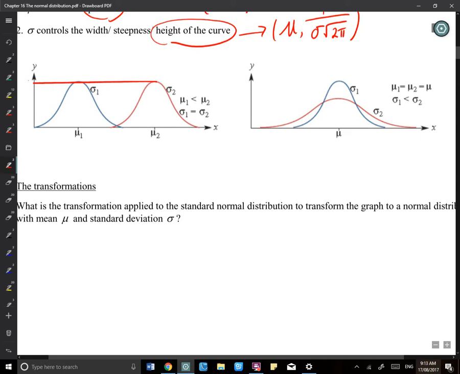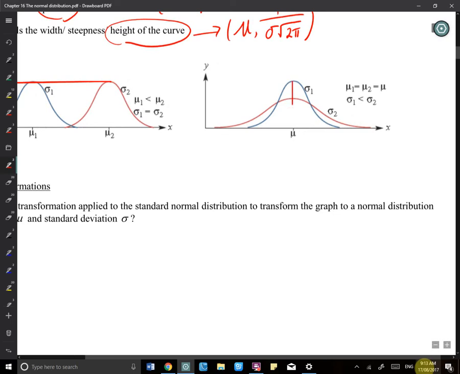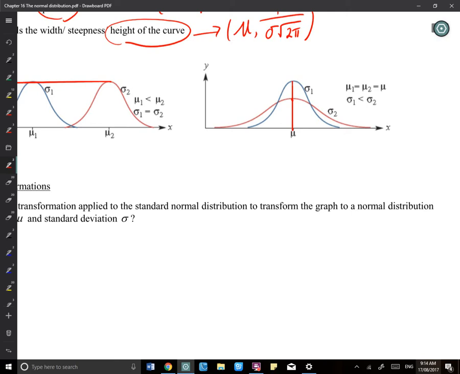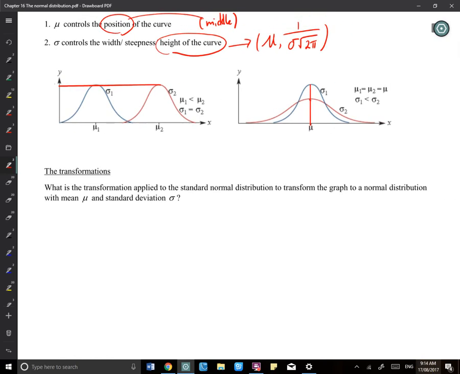They have the same height, so sigma is the same. And for this one, mu are the same, but sigma 2 is lower. Sigma 2 is lower, so sigma 1 is greater than sigma 2. So the higher graph gets the lower standard deviation. So sigma 1 is actually smaller than sigma 2. Okay, that's how mu and standard deviation control the shape of the graph.